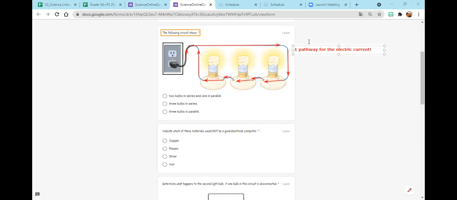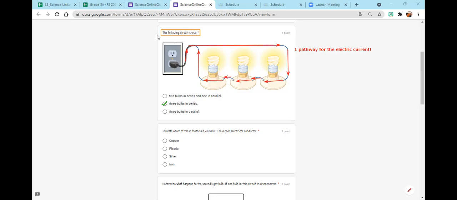So what does this mean? How are the bulbs connected? In series. These bulbs are connected in series. The 3 bulbs belong to the same loop, to the same pathway.